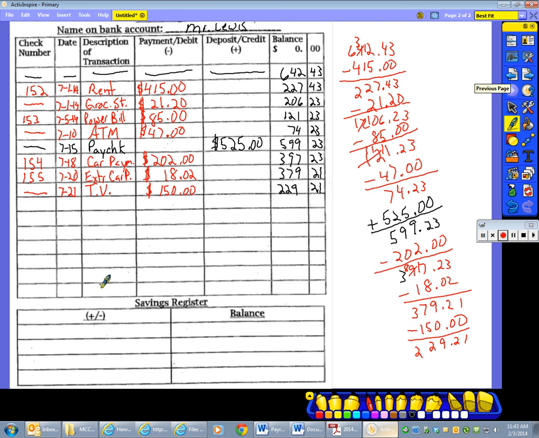Notice we didn't use a savings register, but usually you have a savings account and a checking account, and when you're making purchases, it's coming out of your checking account. So that's why we only focus on that. All right, there you go.